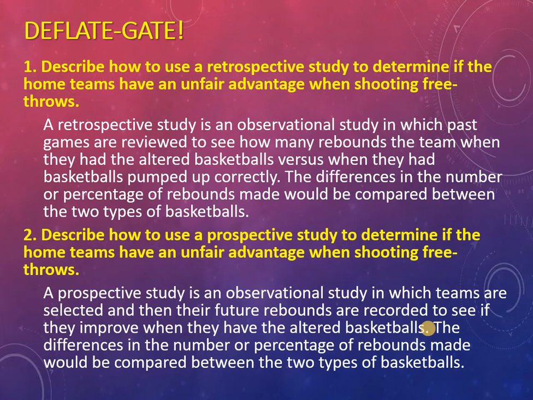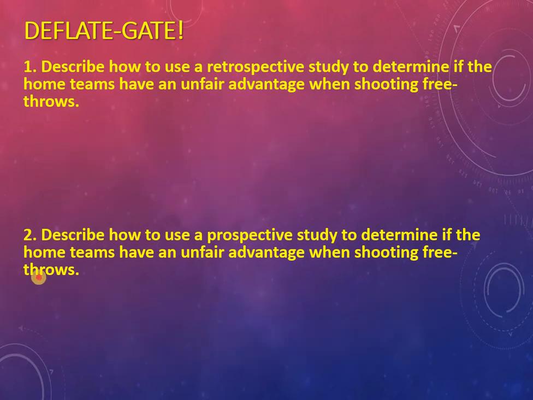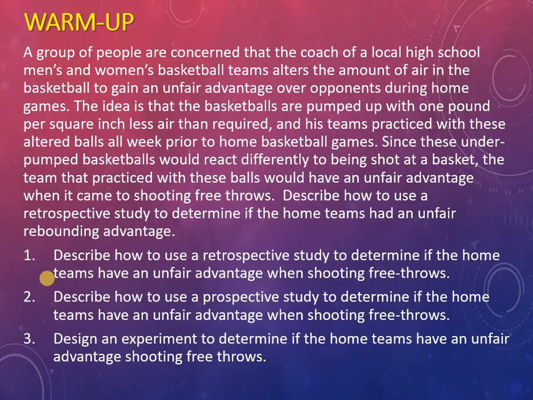Yes? Well, the problem with this, and I definitely recognize the bounce height issue because that's about predictability and everything like that. But I guess here they do say shooting free throws. They're not very clear there as to what the problem is. But, oh, here it is. Describe how to use a retrospective study to determine if they had an unfair rebounding average.